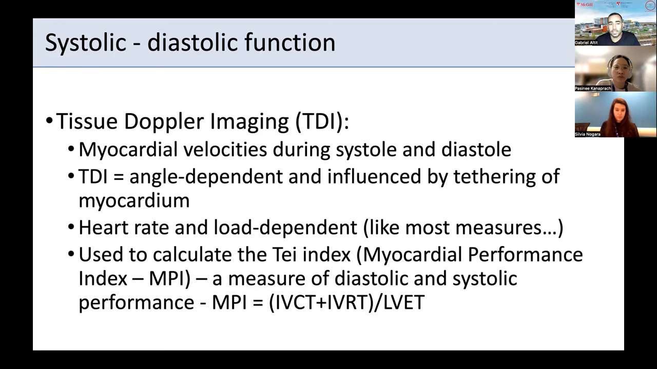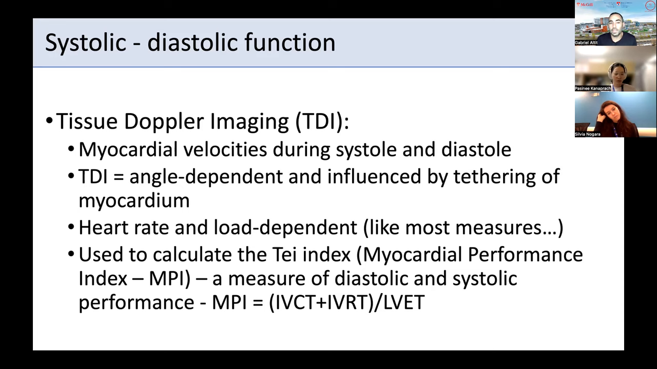So the problem with TDI is that it's angle dependent. It's also influenced by the tethering effect of the myocardium. So parts of the myocardium are just not contracting, and they're just moving with other pieces of myocardium that are contracting, being dragged by other portions, so the TDI won't necessarily tell you. It's only assessing the area under the basal probe in the most standardized TDI assessments.